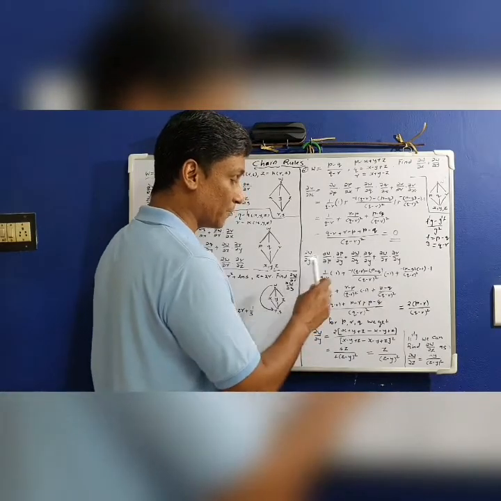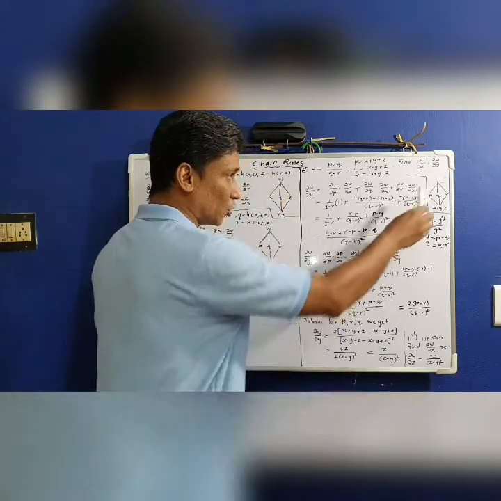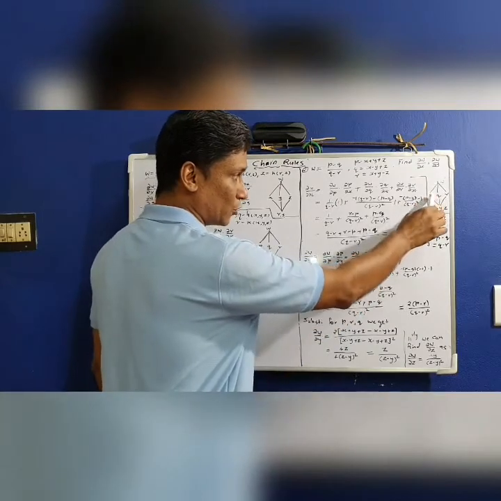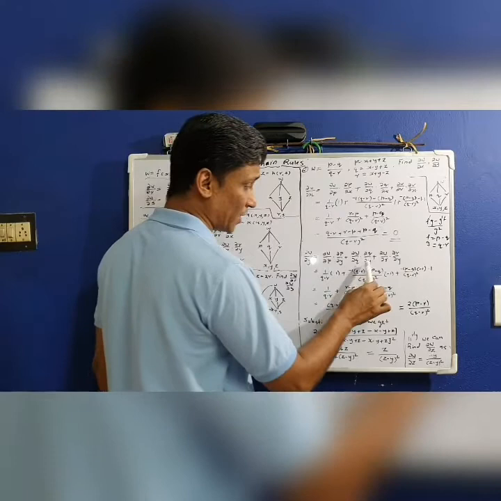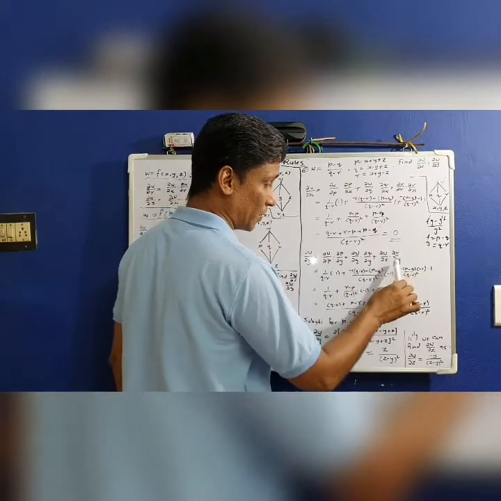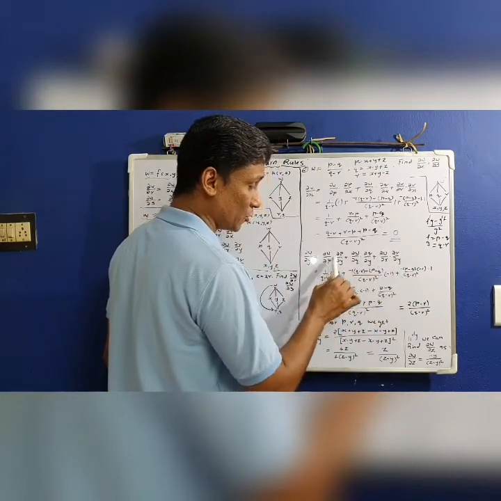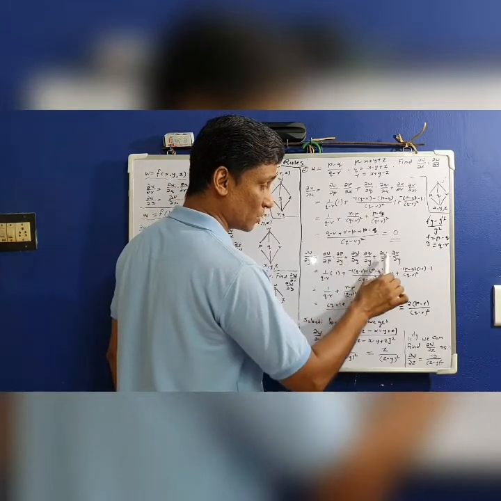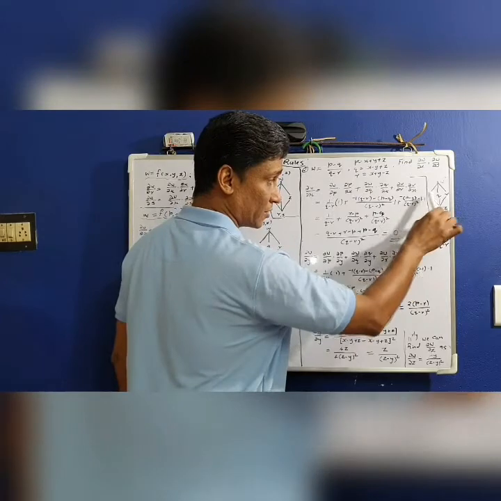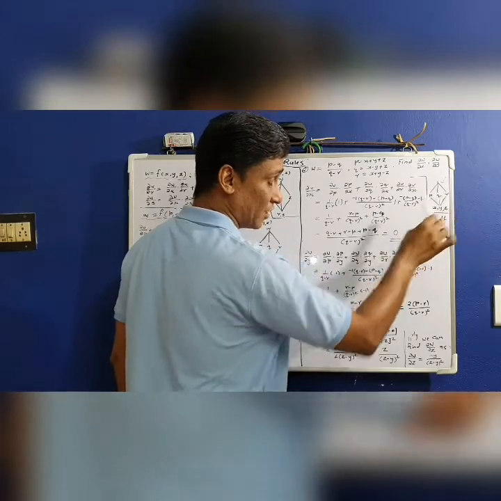∂w/∂y, the formula is ∂w/∂p into ∂p/∂y plus ∂w/∂q into ∂q/∂y plus ∂w/∂r into ∂r/∂y, taking all the intermediary variables and the final variable.